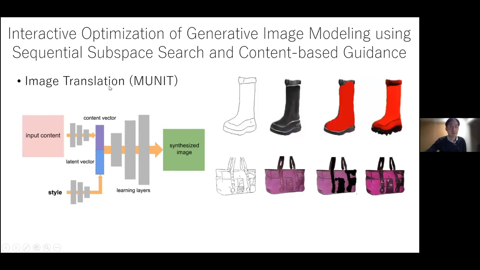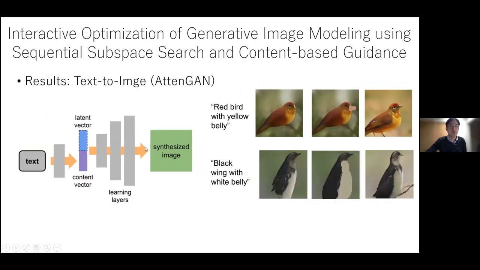The next one is an image translation example. This is a user input, and this is the initial result. And then the user paints in red, and the system's final result looks like this. This is another example, like a line drawing of a bag, a colored bag, the user paints, and then the final result. And one more, text to image. The user input is a red bird with yellow belly, and you get this result. But this beak is too small. So the user paints, and then you get this result.